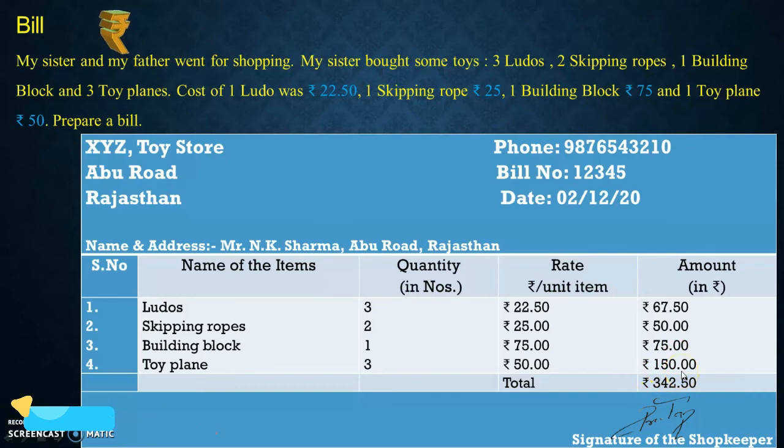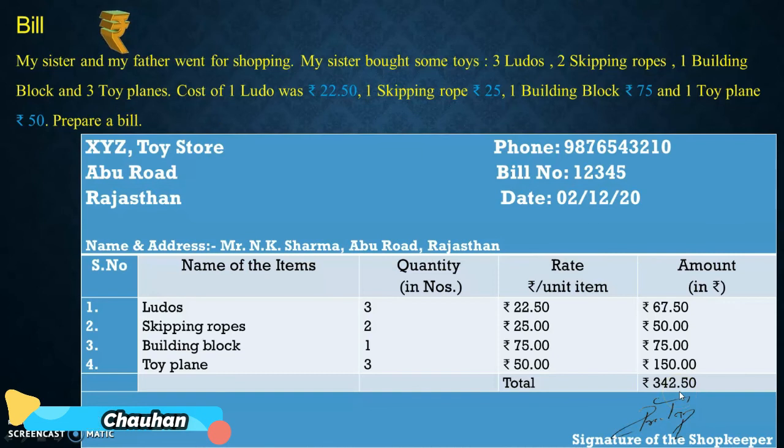Clear, students? Now, after getting the amount for each item, what will the shopkeeper do? Yes, the shopkeeper will make a total of all the items, that means all the prices. So he will add all the price rates, and the total for this is rupees 342.50, so rupees 342 and 50 paise. This is the total amount which the father has to pay to the shopkeeper as he has purchased all these toys.